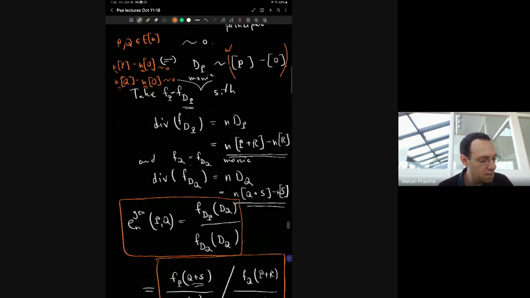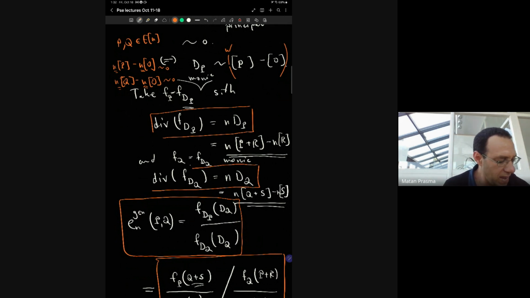And the Weil pairing in the generic form says, if you have divisors DP and DQ that have disjoint support, and you take rational functions FDP and FDQ that satisfy these two orange conditions, then in order to evaluate the Weil pairing on two points P and Q, you just need to do FDP, the rational function FDP evaluated at the divisor DQ, and divide by the rational function FDQ evaluated at DQ.